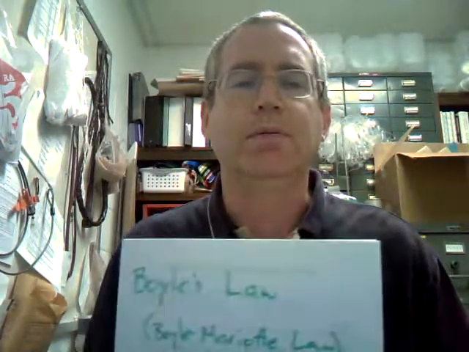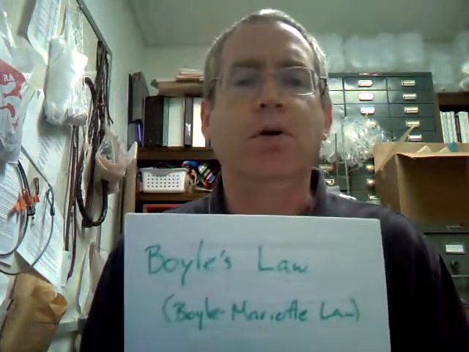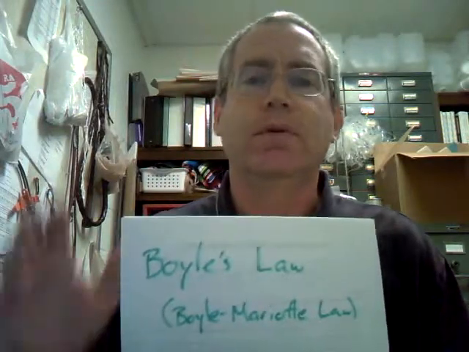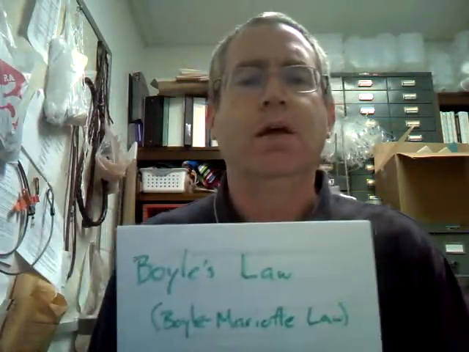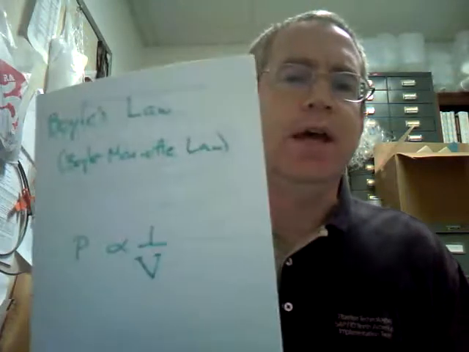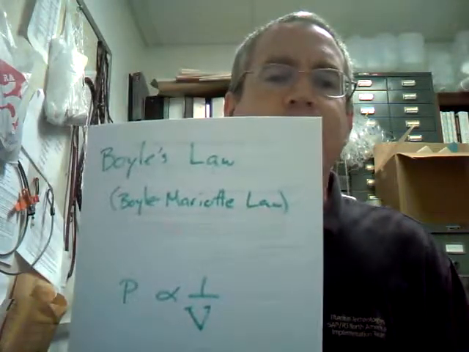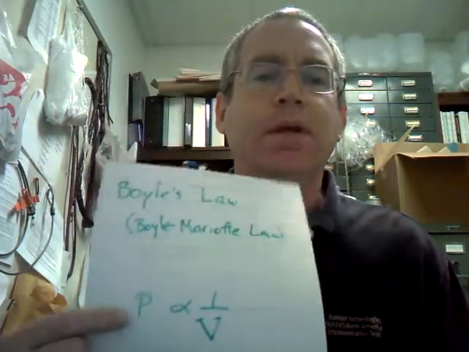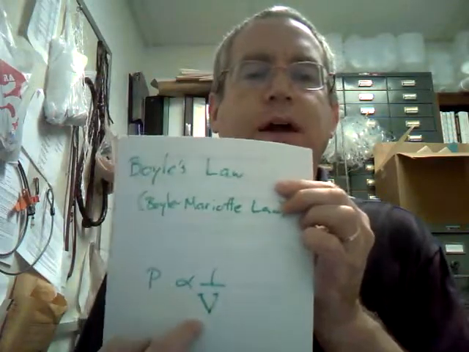However, Boyle's Law, just for the sake of completeness here, sometimes called the Boyle-Mariotte law, pronounce it better yourself, is basically relating pressure and volume. P is for pressure, and V is for volume. The fact is that pressure and volume are inversely related. Now, this assumes that everything else is held constant.